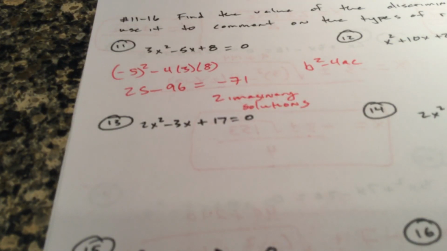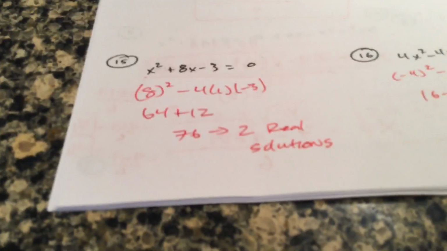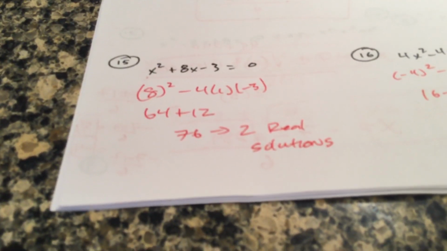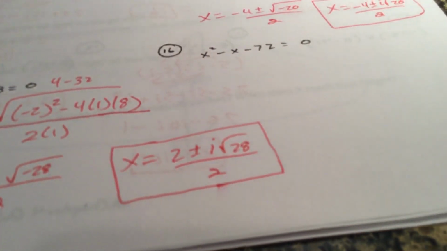Do b squared minus 4ac to comment on the answer. That's the number inside the square root. If the number inside the square root is negative, you have 2 imaginary solutions. If the number inside the square root is positive, you have 2 real solutions. Talking about b squared minus 4ac, that's the discriminant. Make sure to write that down. If b squared minus 4ac is 0, then it has 1 real solution.